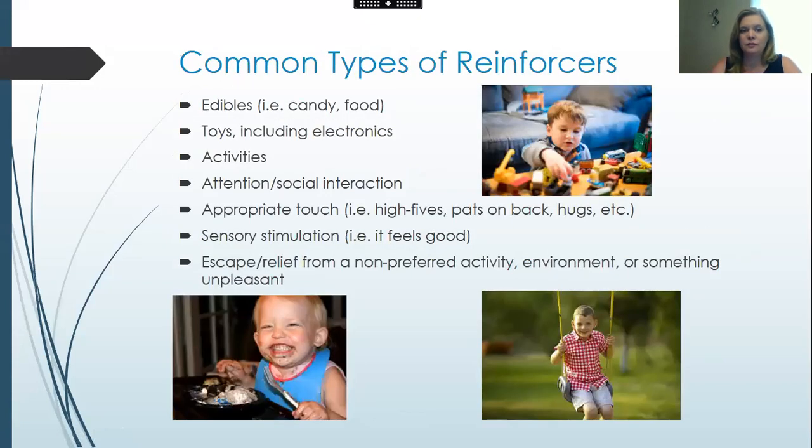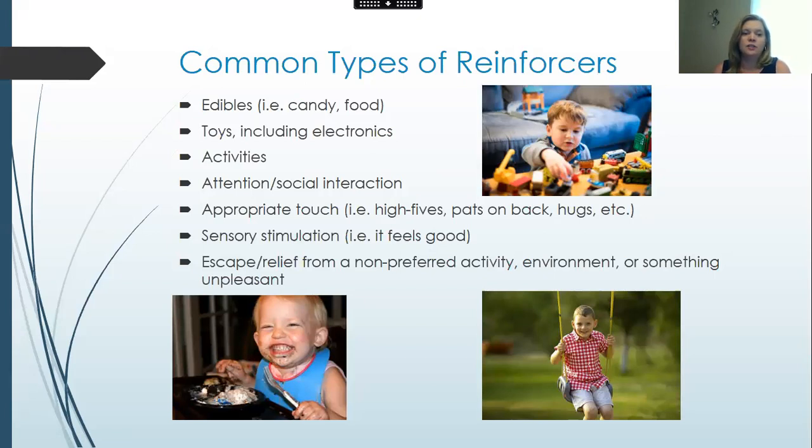So there are other types of common reinforcers, okay? There are edibles in general. It could be candy, it could be chocolate, it could be really any kind of food item or drink item: cookies, crackers, chips, juice. Anything like that is considered an edible and could be considered a reinforcer depending on the child. Toys, including electronics, activities. Attention or social interactions could be attention from any preferred adult, including parents or peers.